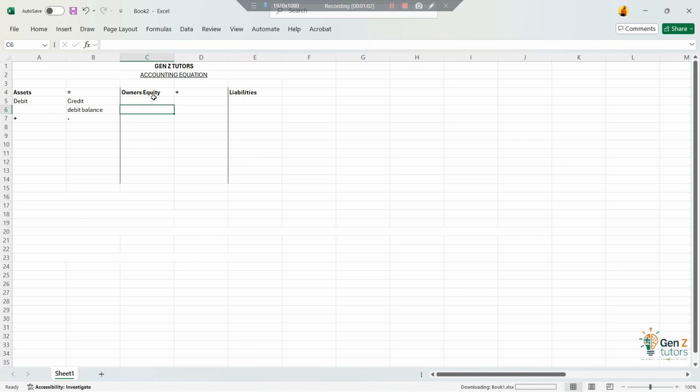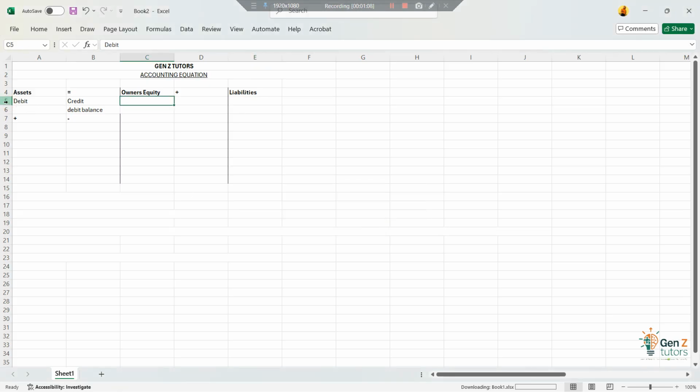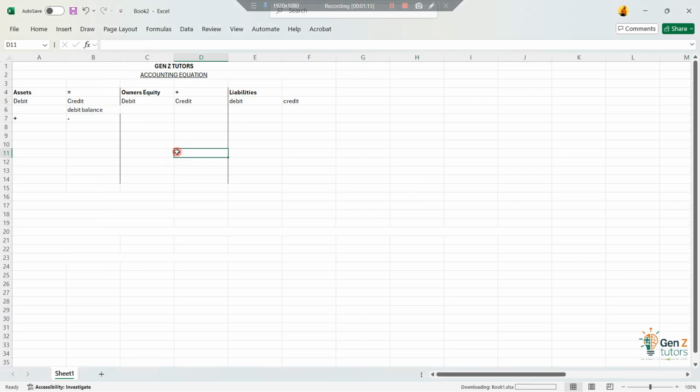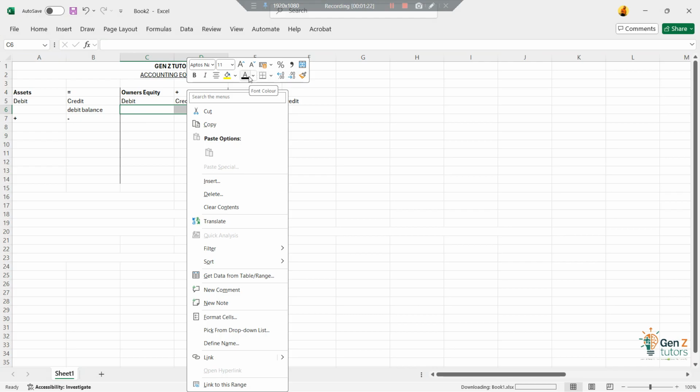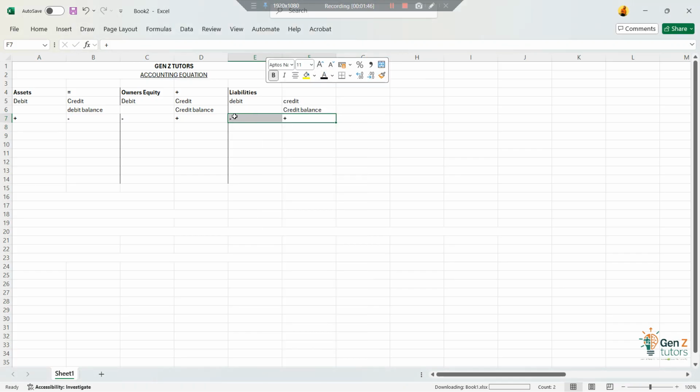And then with owner's equity, it's also the same situation. Now you have debit and credit, and they have a credit balance, meaning that owner's equity increases on the credit side and decreases on the debit side. And at the very same time, we have liabilities, which also have a credit balance, meaning liabilities increase on the credit side and decrease on the debit side.